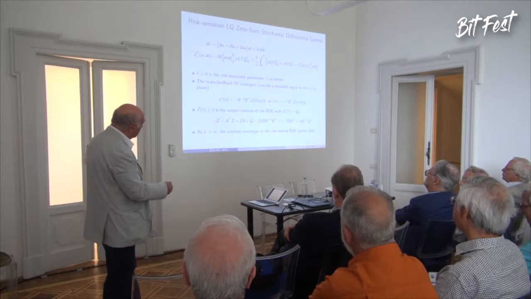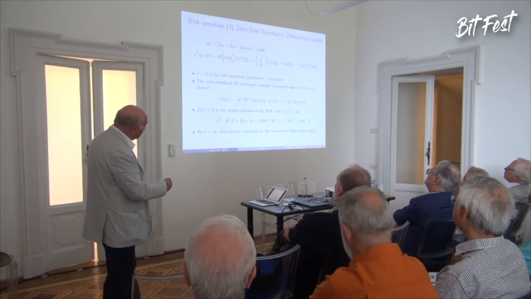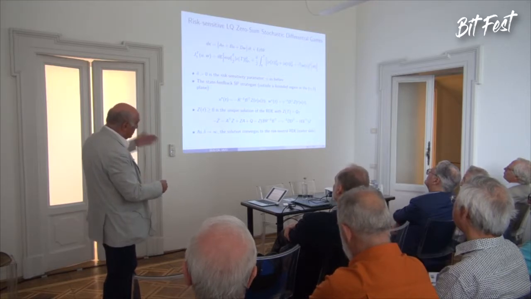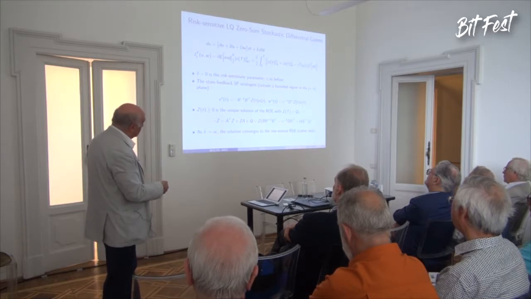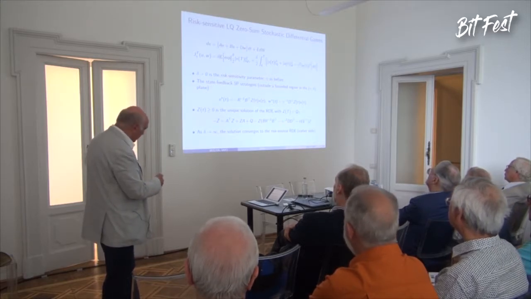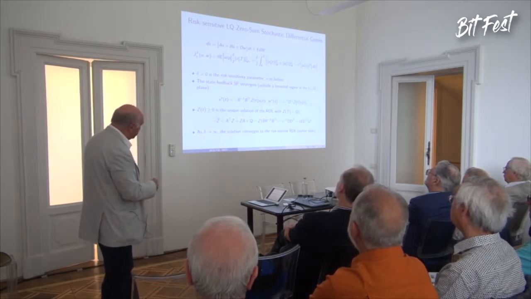And particularly if e is equal to d, then these two are added together, and so this plane, this region of existence of a solution, boils down to a one-dimensional line. And as delta goes to infinity, the solution converges to the risk-neutral case, as I indicated earlier.